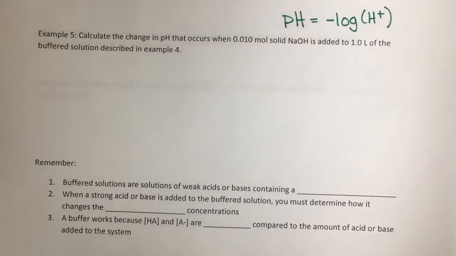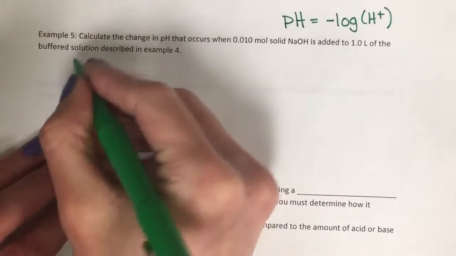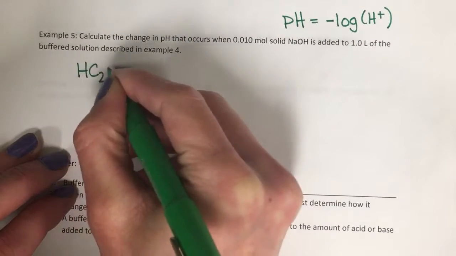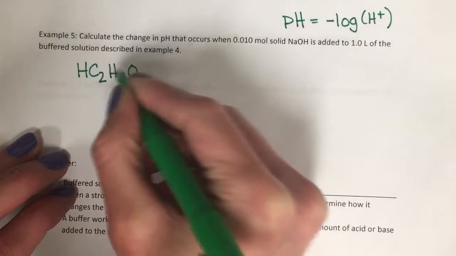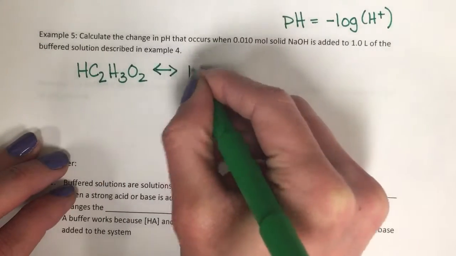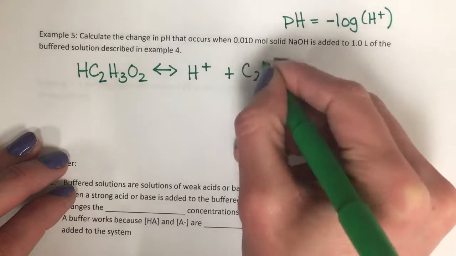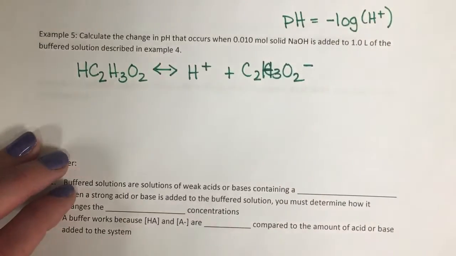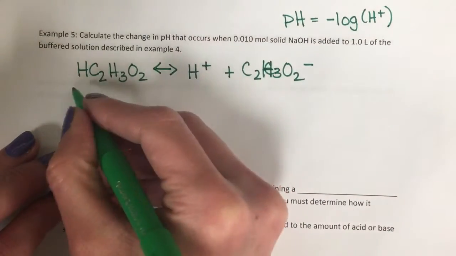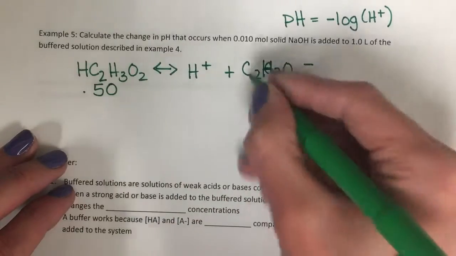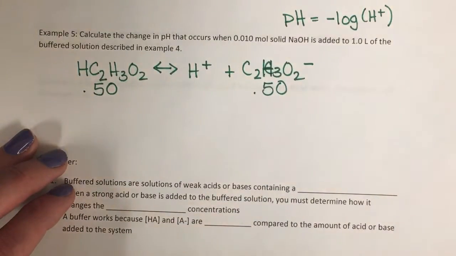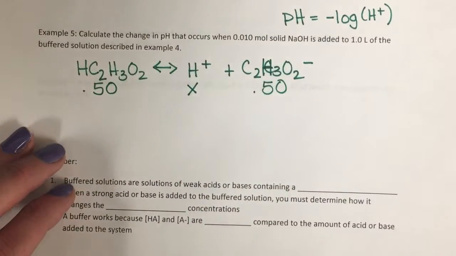So we said that a buffer is designed to counteract changes in pH. So let's take a look at that. We're going to look at the same buffer that we just solved the pH for. So this is HC2H3O2, acetic acid. I've got H+, and I've got acetate ion. Again, it's the same example above. So initially I had 0.50 of this, and I had 0.50 of this. I didn't know how much H+ that was.